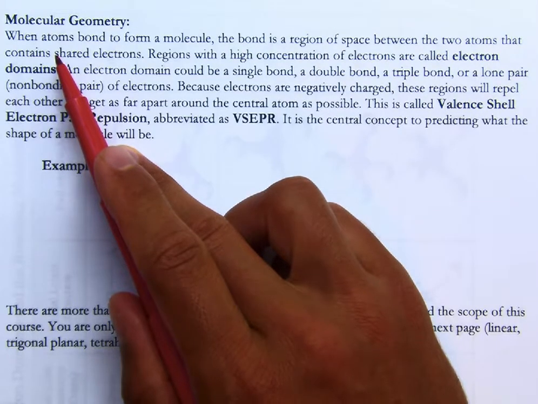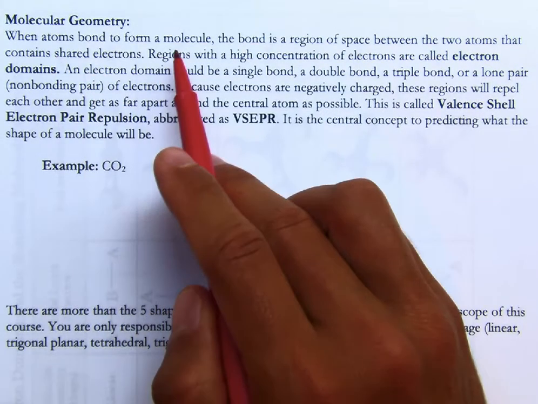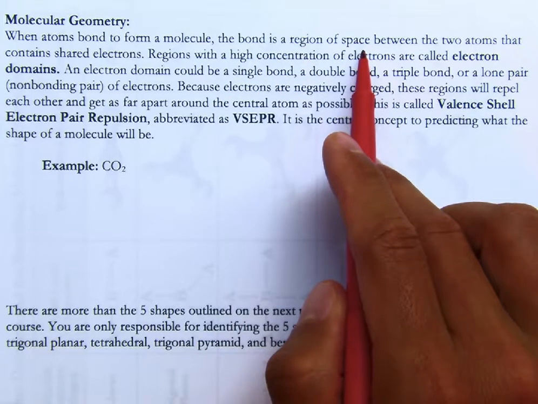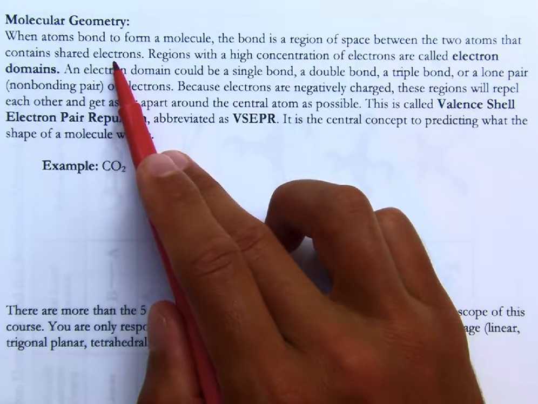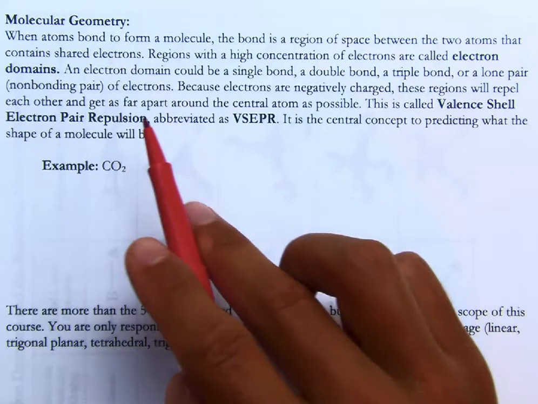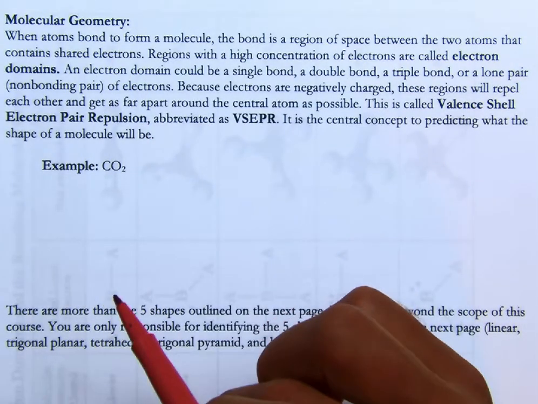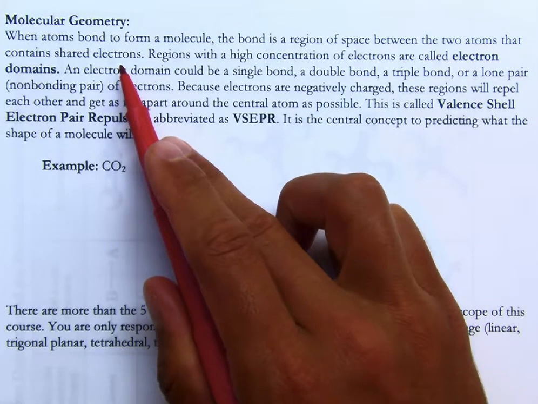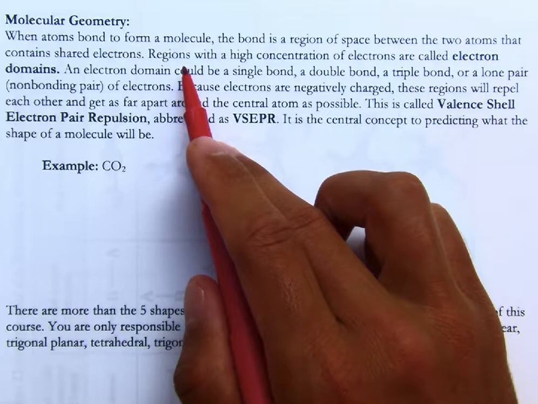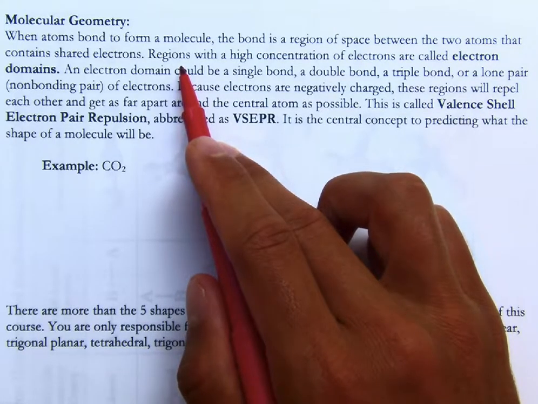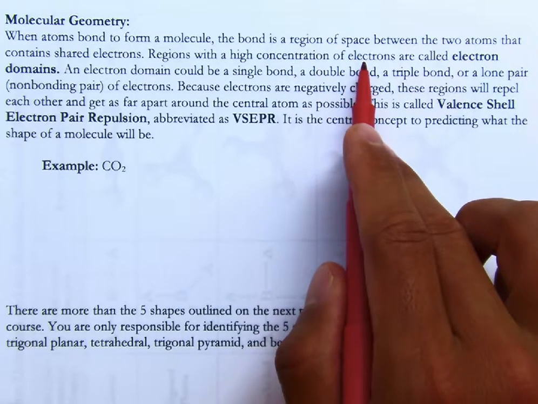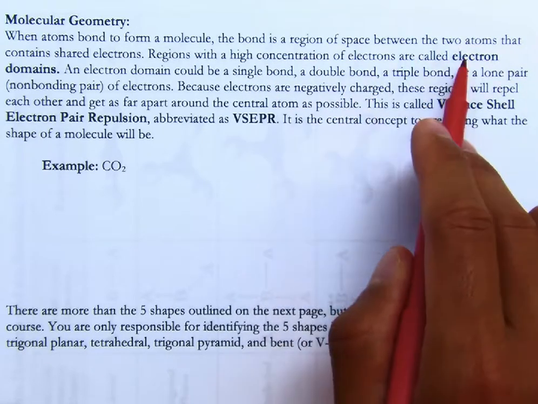What it says here is when atoms bond to form a molecule, the bond is a region of space between the two atoms where you have shared electrons. We usually represent that by drawing a straight line, but a single bond, which is a straight line, is a pair of shared electrons. You could have a double bond or a triple bond. Either way, the area between the two atoms contains a high concentration of electrons. We call the region an electron domain.